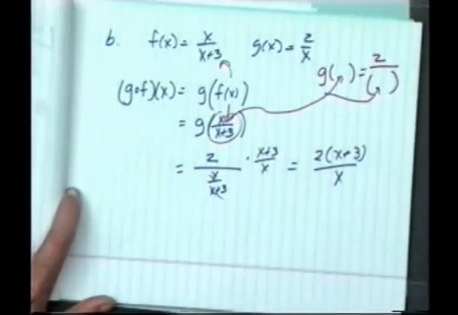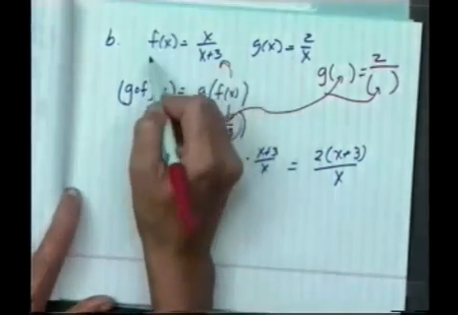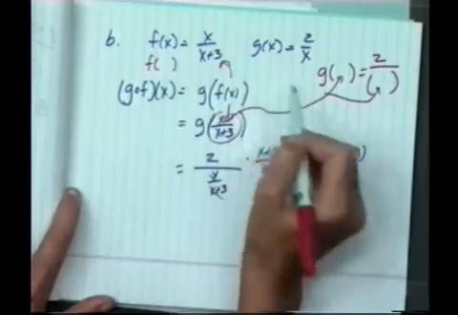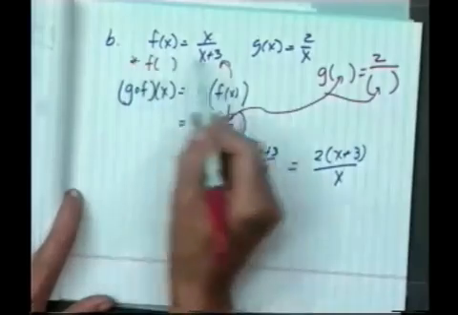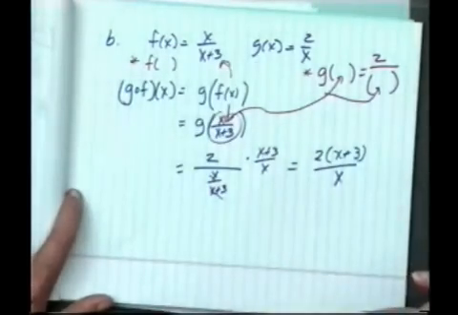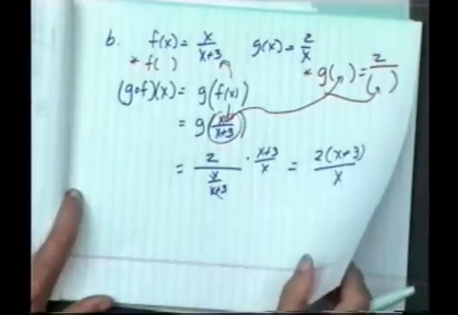And it might be helpful to you if you do write F of anything, G of anything, and then you know you're just plugging in. That's probably a good step to put in so you don't make mistakes. Everybody good? Okay, one more of these and then we're going to jump off of this.